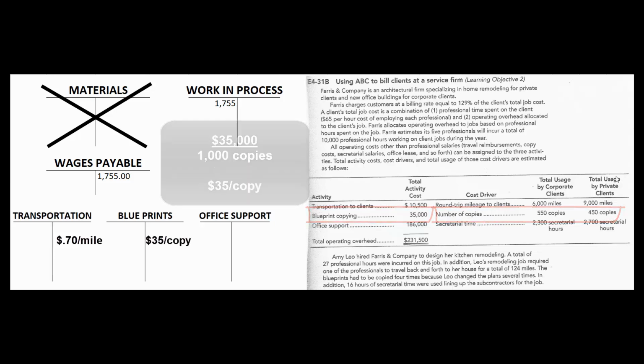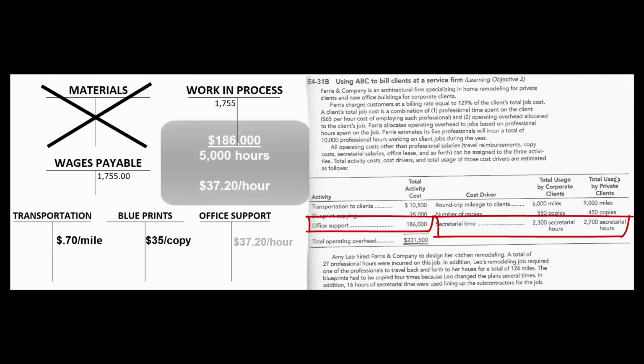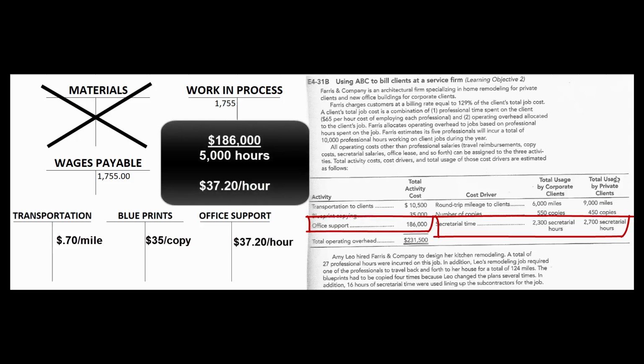And finally, for office support, secretarial time is a total of 5,000 hours, and the total office support cost for the year is estimated to be $186,000. So $186,000 divided by 5,000 hours means that our rule for office support is $37.20 per hour.